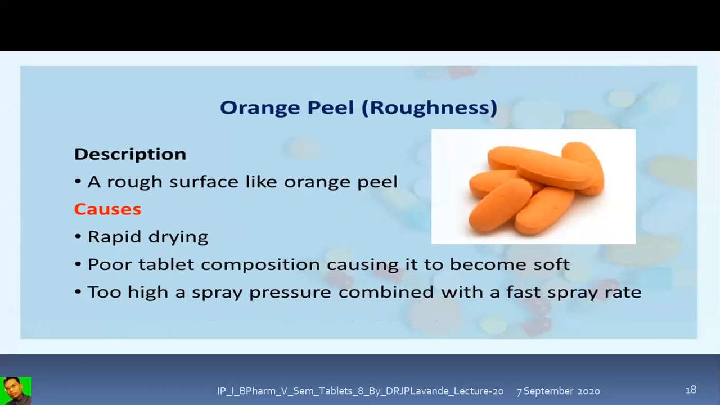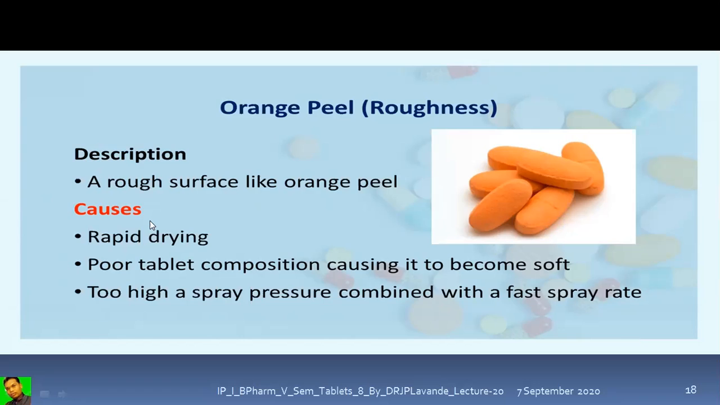The last defect is the orange peel. You can see the surface of the tablet is showing a rough surface. This roughness is said to be the orange peel effect, as it resembles the surface of an orange. That's why this is said to be the orange peel. It is described as a rough surface like orange peel. What will be the causes?